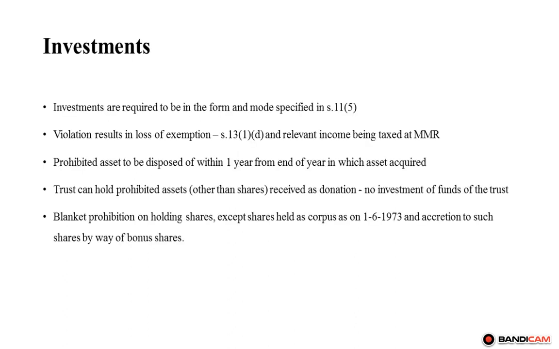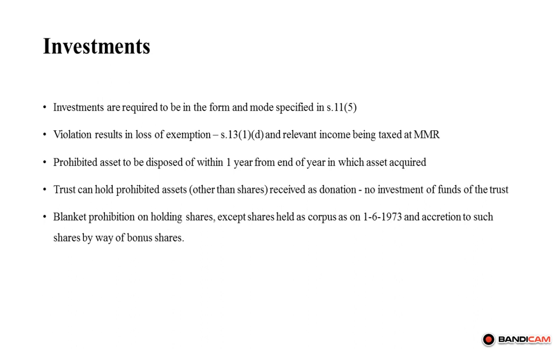Investment. So we already studied the investment, or the accumulation fund can be invested by the trust in prescribed modes by the Income Tax Act 1961. So here the investment mode is given. Investments are required to be in the form of modes specified under section 11 subsection 5. Violation results in loss of exemption. Okay, so the violation of section 11 subsection 5 is the loss of exemption for the charitable organization.